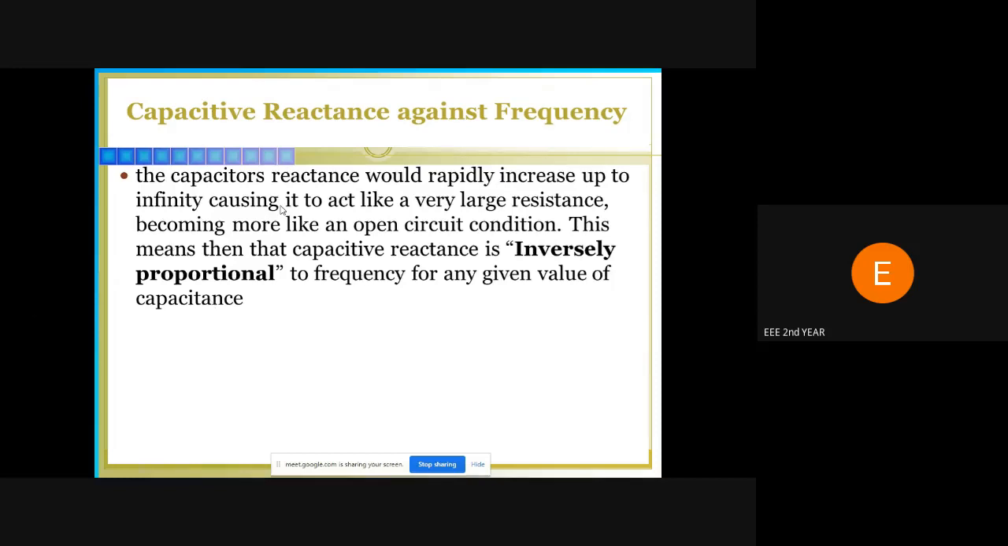The capacitive reactance rapidly increases up to infinity, causing it to act like a very large resistance, becoming more like an open circuit condition. So in this case, the capacitive reactance is inversely proportional to your frequency.